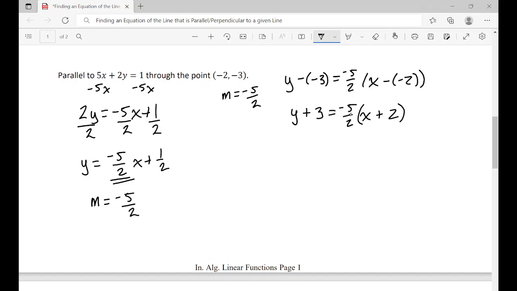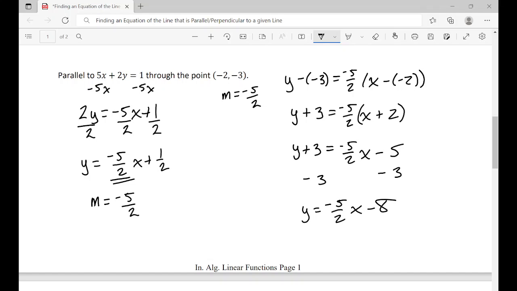Now we can distribute the -5/2 across. So y plus 3 equals -5/2 x minus 5. Finally, get y by itself, subtract 3 over, and y equals -5/2 x minus 8. And we have y solved for, so we now have our linear equation that is parallel to the given equation.